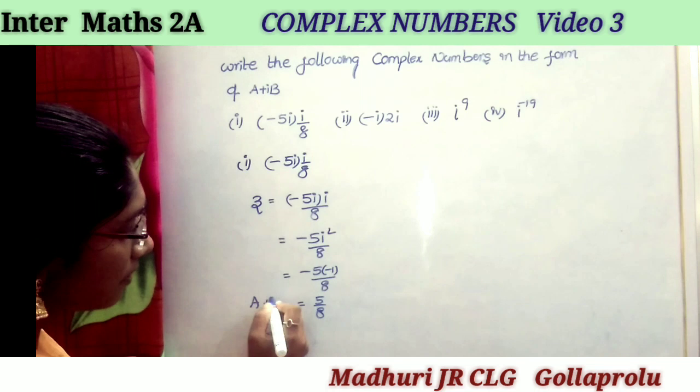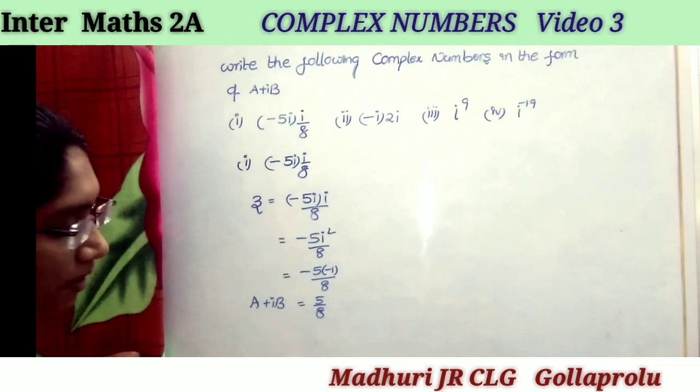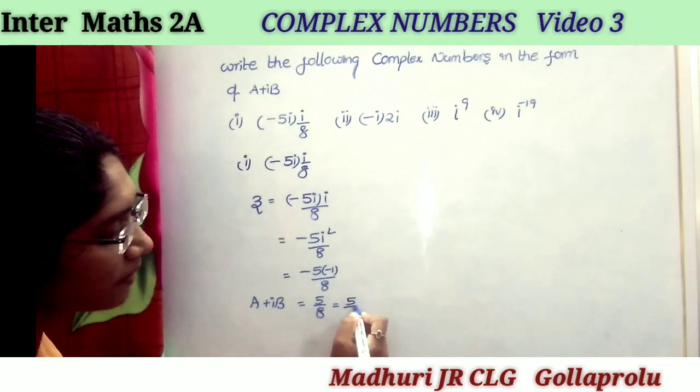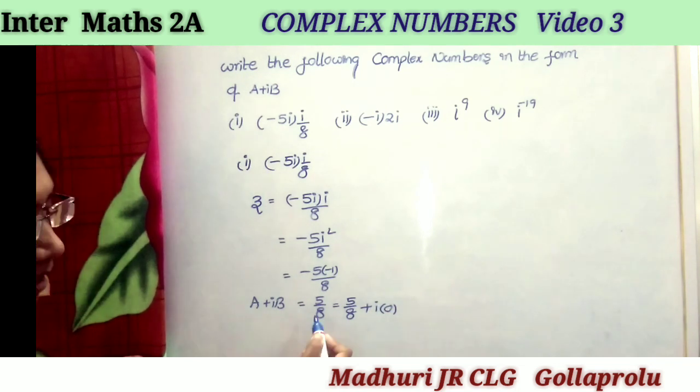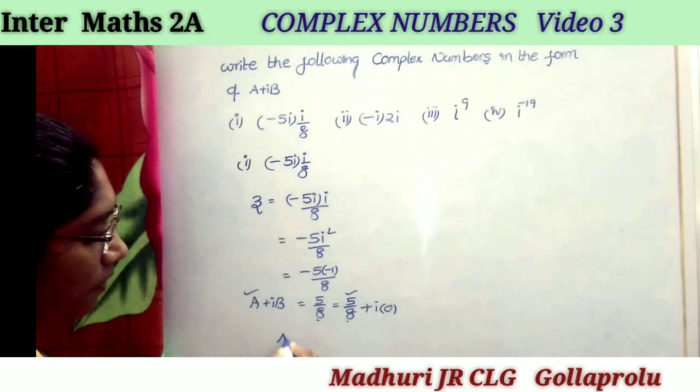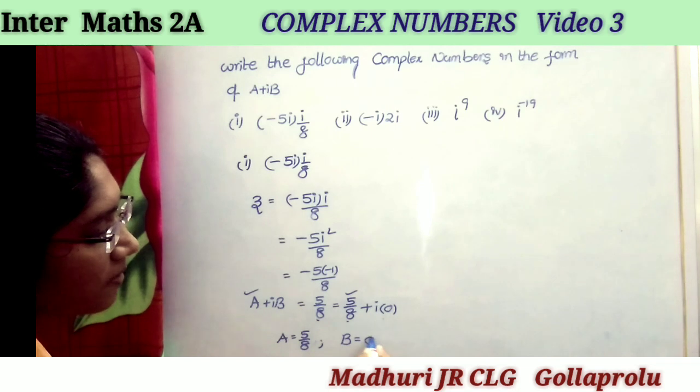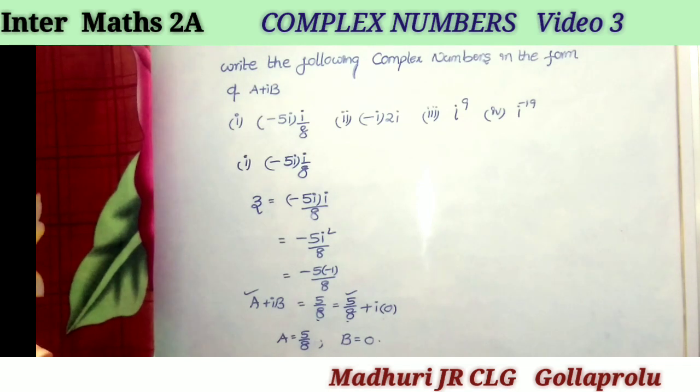Now comparing this value with a plus ib, this 5 by 8 is equal to 5 by 8 plus i into 0. Okay. Converting this number in the form of a plus ib, the value of a is equal to 5 by 8 and the value of b is equal to 0. That's all. This is the first problem.